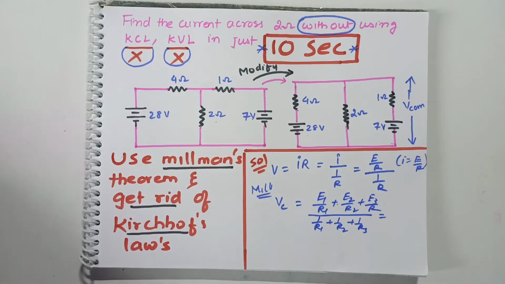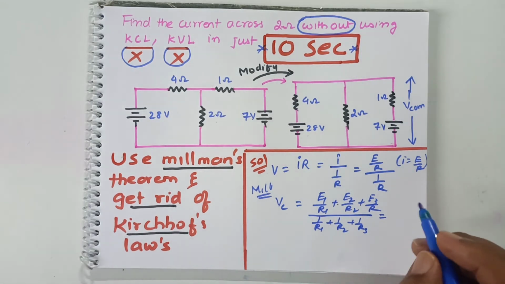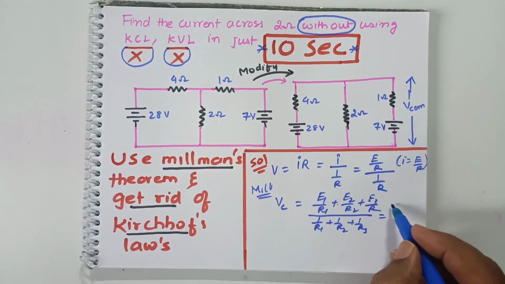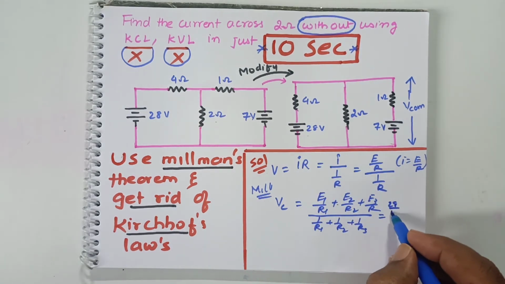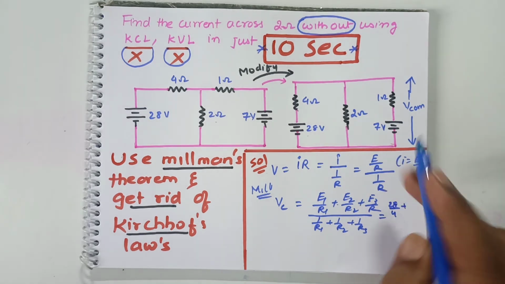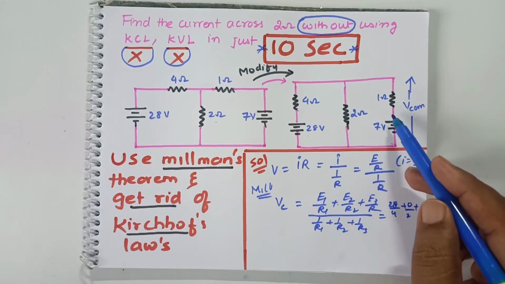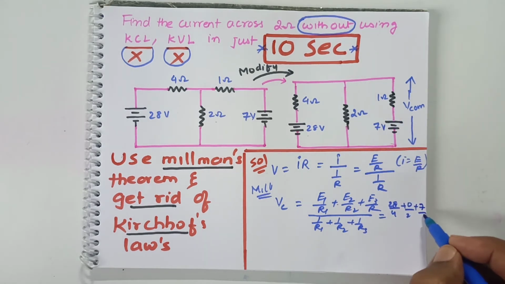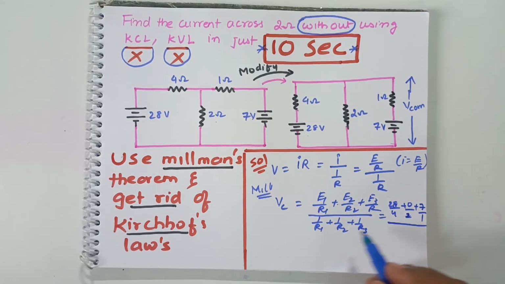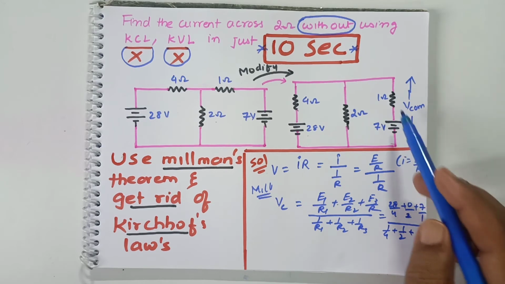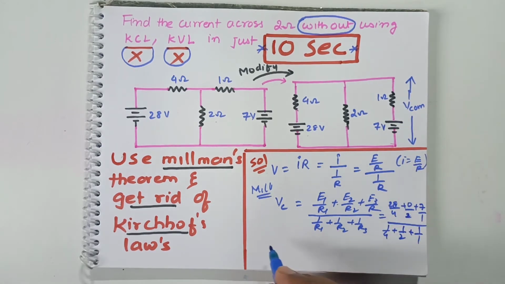So how are you going to substitute the values? Let us see here. You are just writing here: this is 28, so 28 divided by 4, plus how much here? There is no battery in this case, so you can write 0 by 2, plus how much are you writing here? V by R, that is 7 divided by 1. This is 0 by 2 here. So 1 by R1 is 1 by 4, 1 by R2 is nothing but 1 by 2, plus what is this? 1 by 1. So you can solve this one. Finally, you are getting the common potential. How much is the common potential? If you want, you can calculate. You are getting 8 volts.